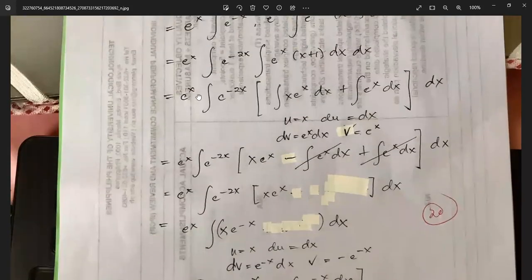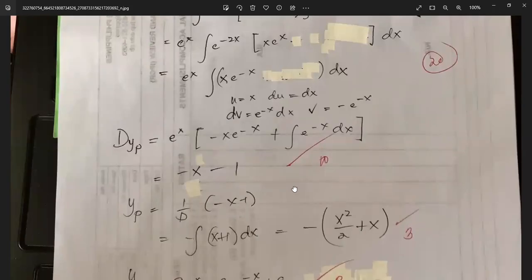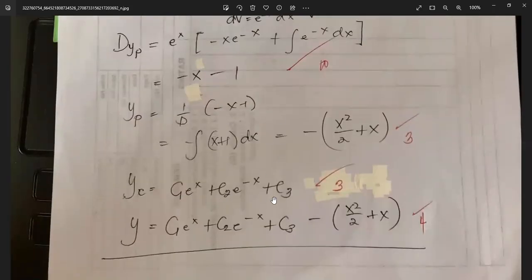Your yc is very easy because it's just based on the roots here of your auxiliary equation. You have a 0, a 1, and a negative 1. So your yc will be this. Your complete solution will be this, the sum of the two.